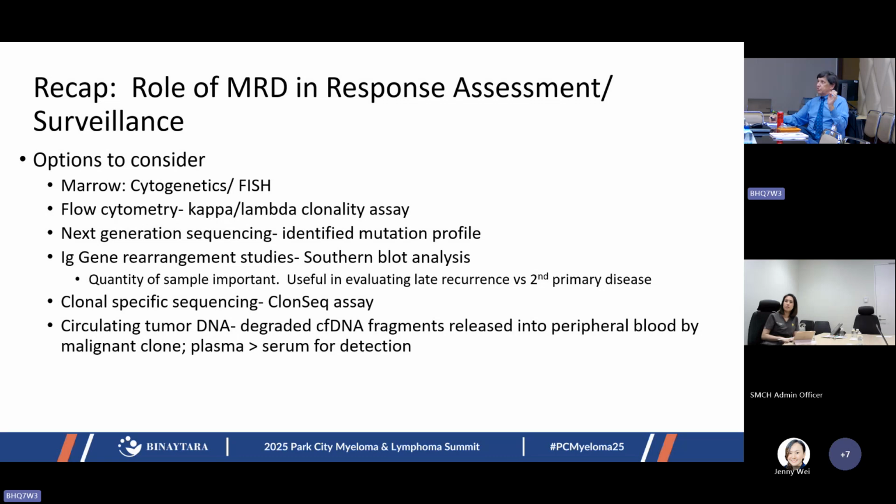This is just reminding what I said at the very first slide. We have all these tools, but I'm also going to talk about a new tool which is coming, which is circulating tumor DNA. I'm sure a lot of the clinicians know about it, but for a lot of others, even for me, it's sort of a new assay.